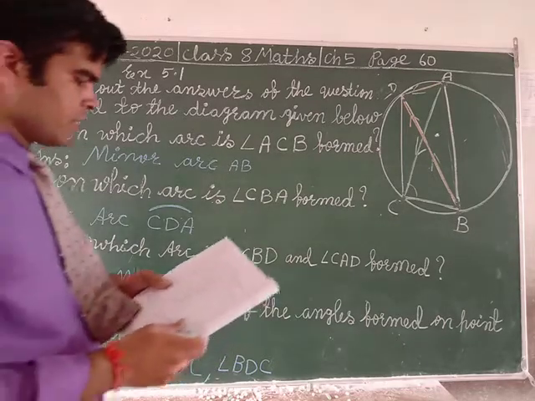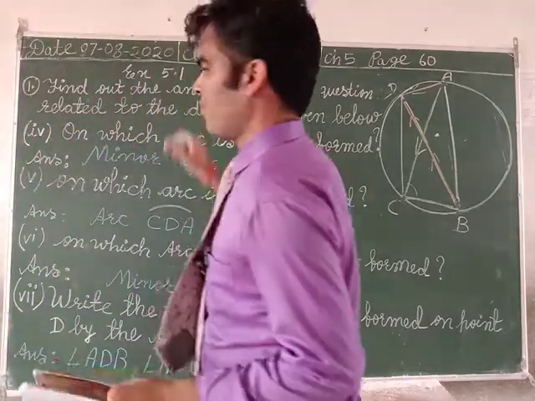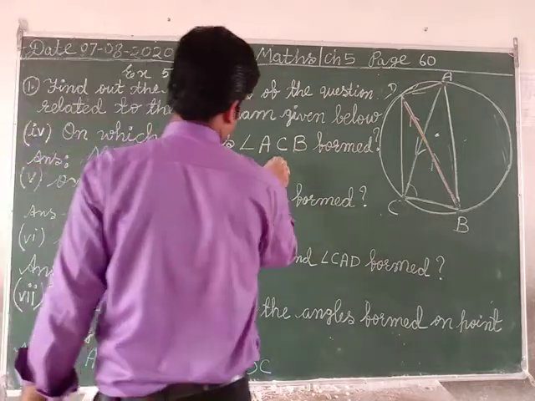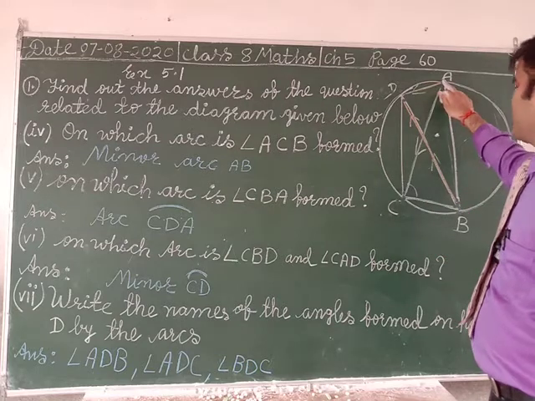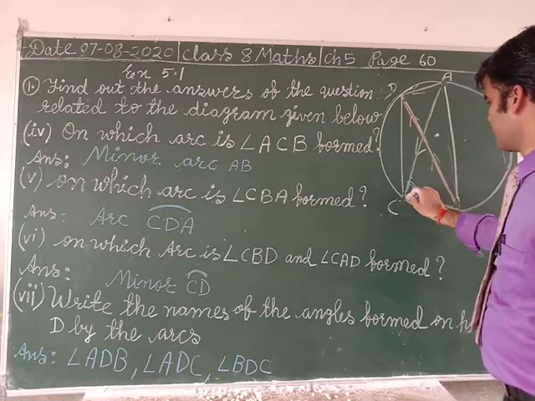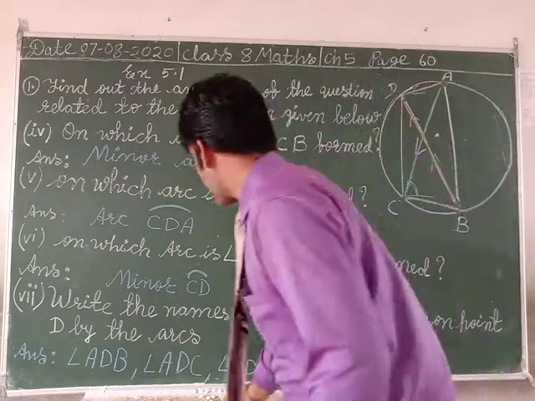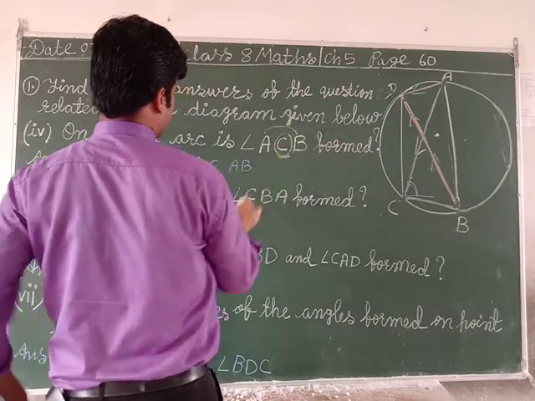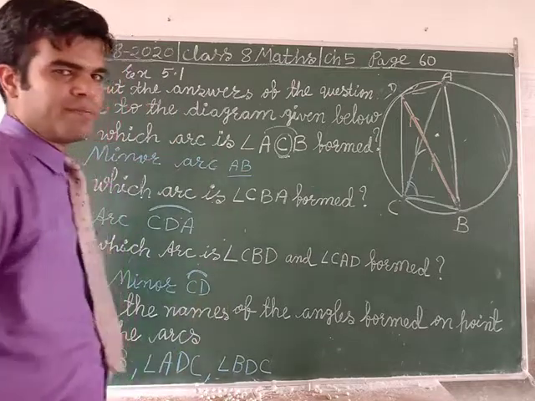Okay, students, now we will see questions number 4, 5, and 6 of exercise 5.1. What is question number 4? On which arc is angle ACB? This is angle ACB. On which arc is it? You have to be very clear. What is given in the middle? C. Now just forget the C. What is left? AB. So write minor arc AB.